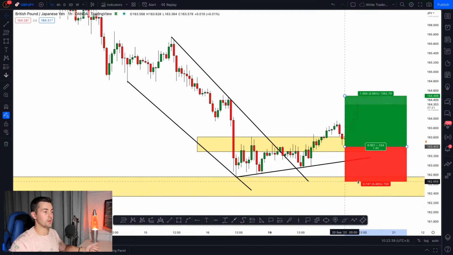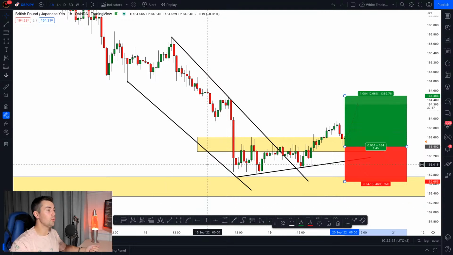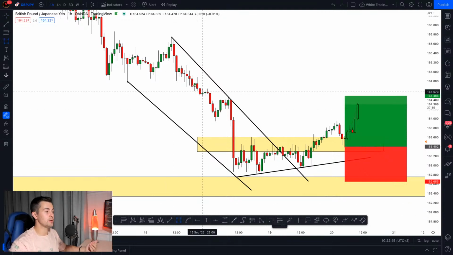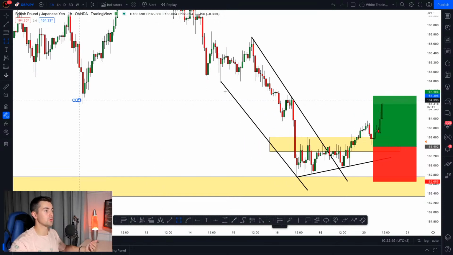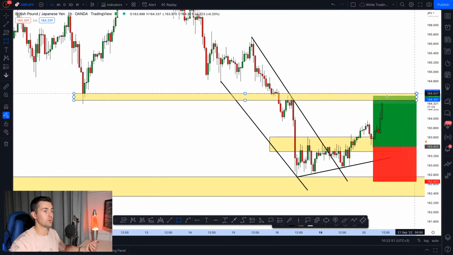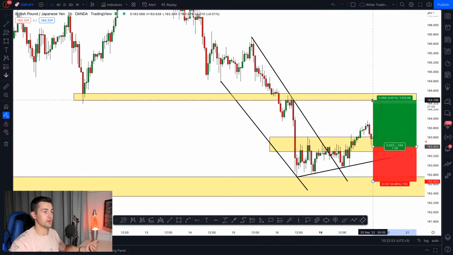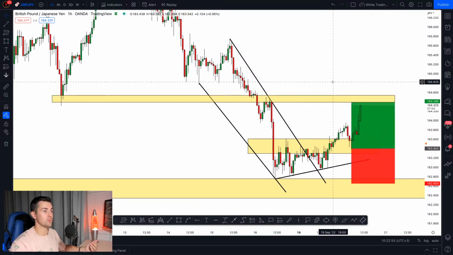We set our stop loss below the lows of the pattern, and our initial target is the closest strong resistance. The closest strong resistance that we spotted is right here. Yes, and you can see that the market is already very close to our first target.